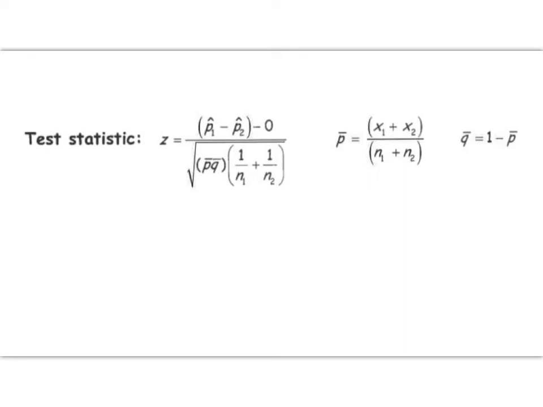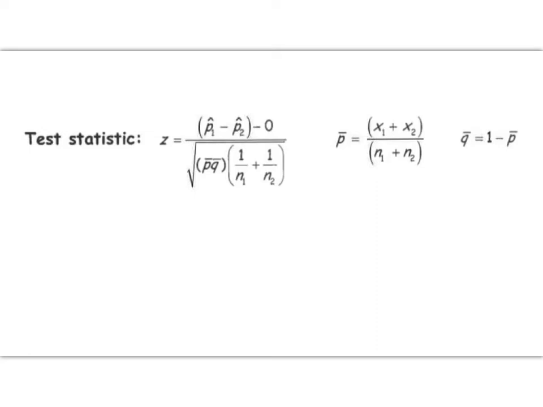Our test statistic is Z in this case, and we find that by taking the difference between our population estimates, p hat 1 and p hat 2, and dividing that by the square root of the average of the first and second proportion, p bar, times the average of the first and second q values, q bar, times the quantity 1 over the sample size n1 plus 1 over the sample size n2, and we take the square root of all that.